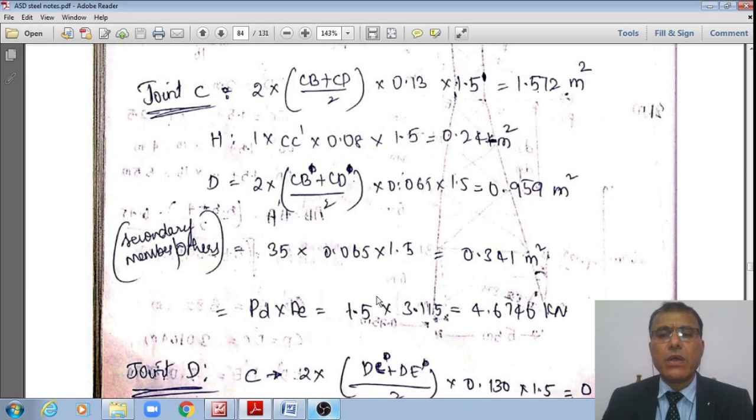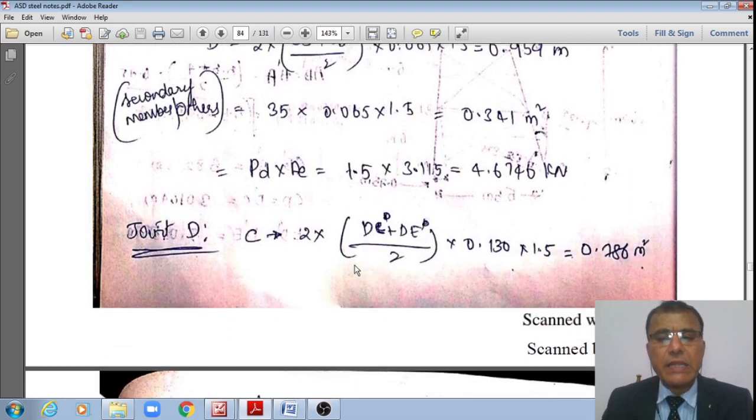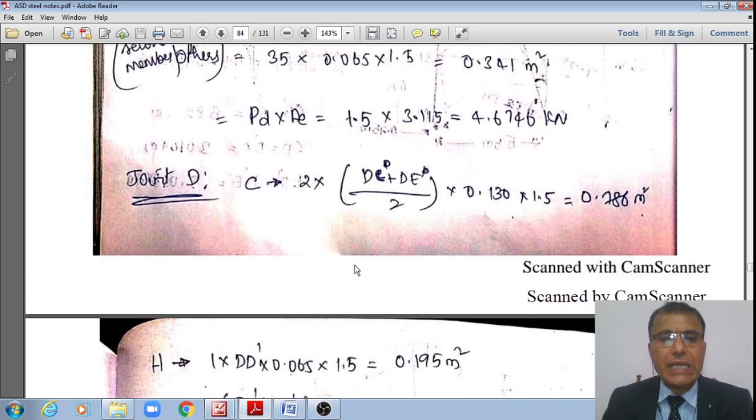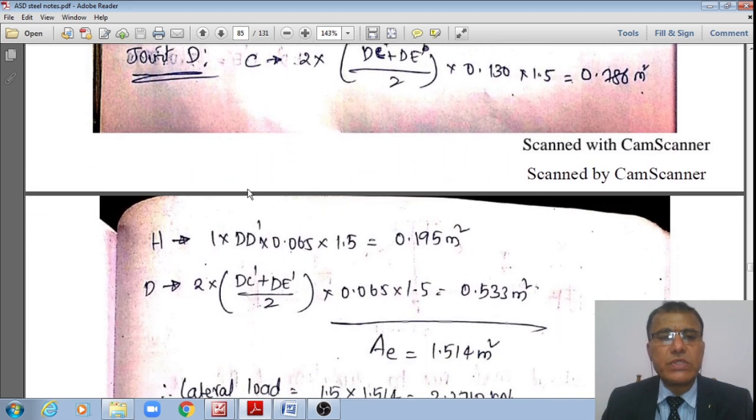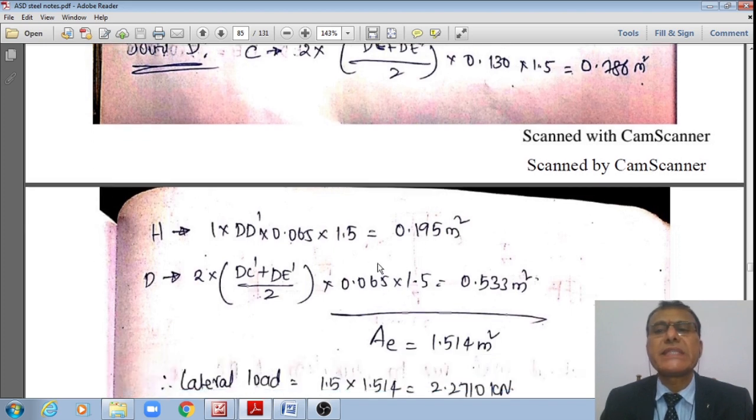4.6746. Therefore, that is how the forces on the members at joint C are calculated. Once I calculate that, I'll move to joint D. There I have the columns, two sets of columns with DC plus D divided by 2, each of 130 mm, that will be 1.5, it works out to 0.786 meter square.